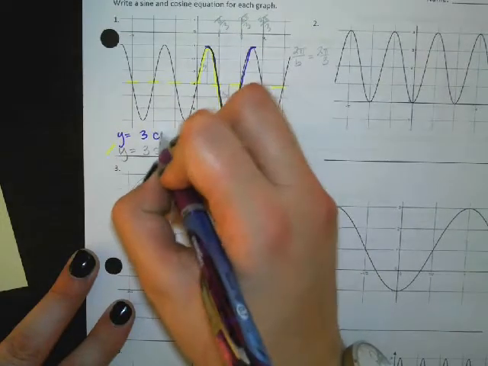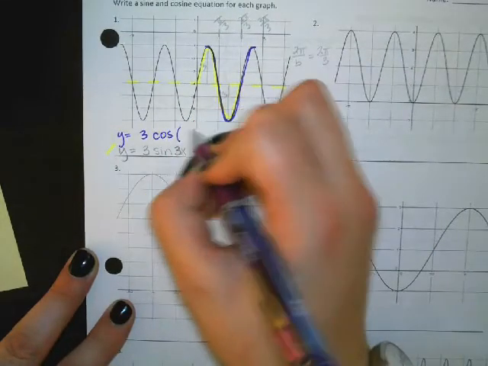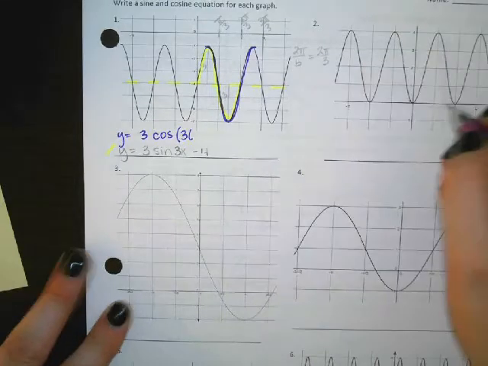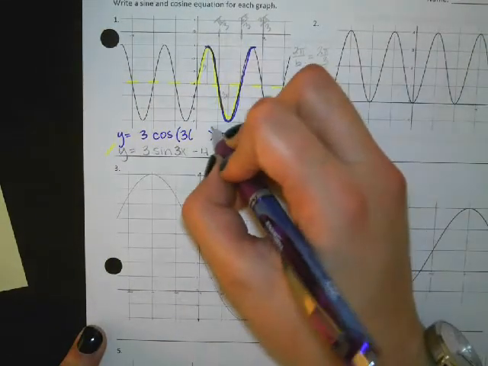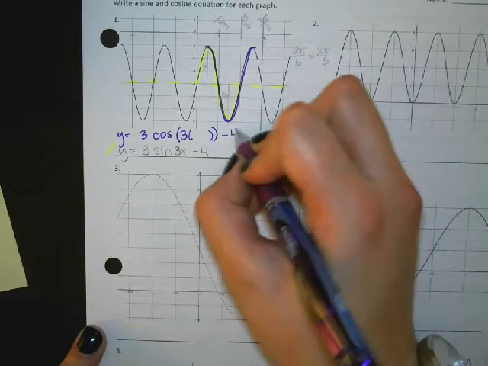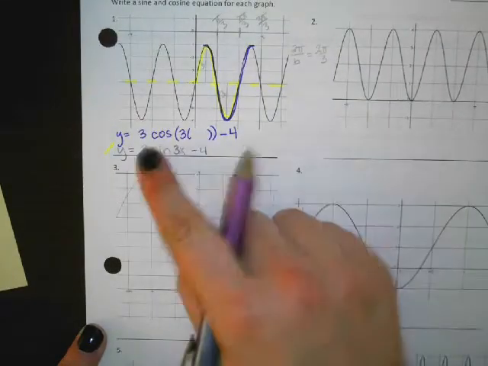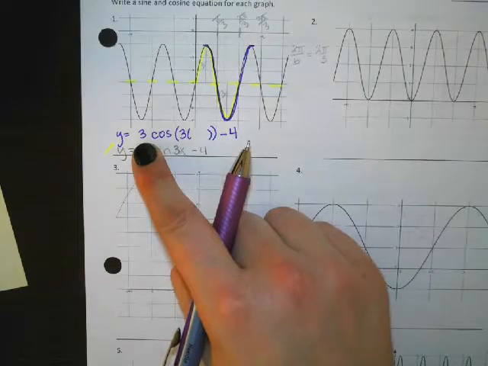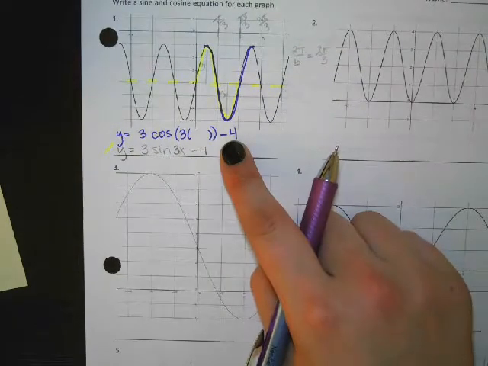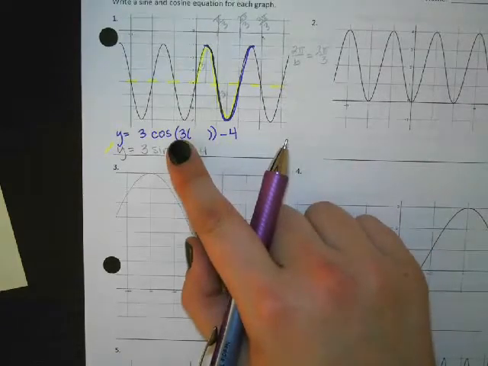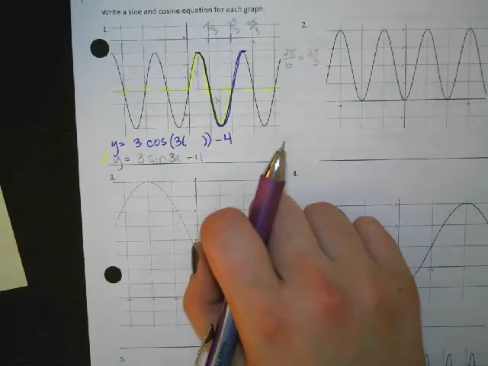And this time we have cos of, and I'm going to have the 3 factored out. I'm going to write the 3 factored out, and then I have the minus 4 on the end. So the amplitude was the same. The amplitude was still 3. The midline was still negative 4. It still had a period of 2 pi thirds. So all those numbers are the same.